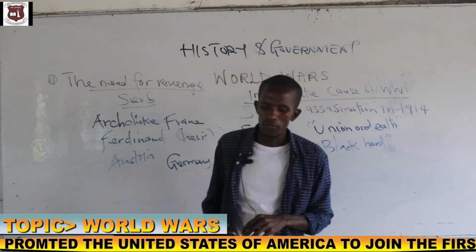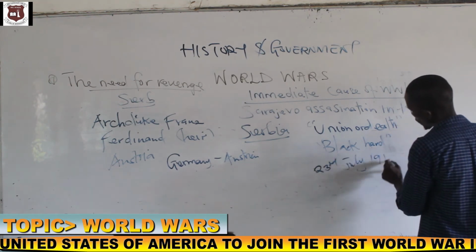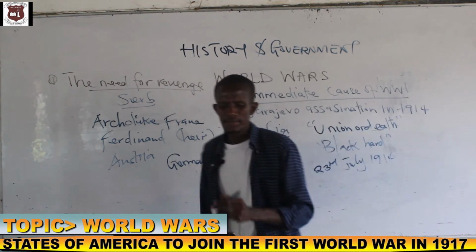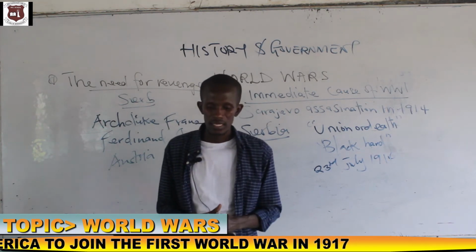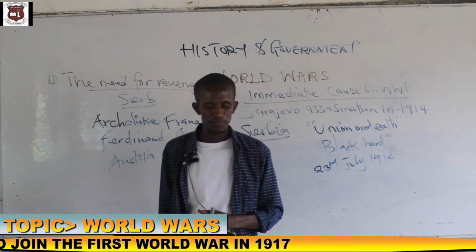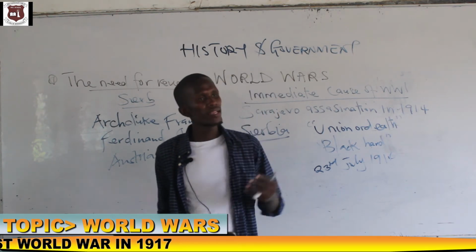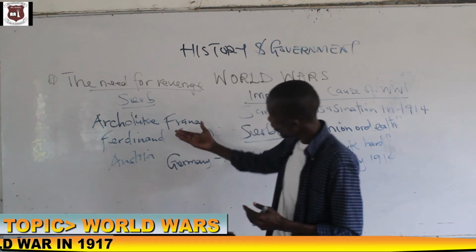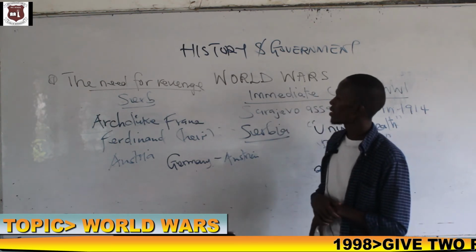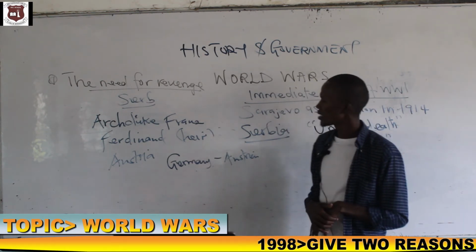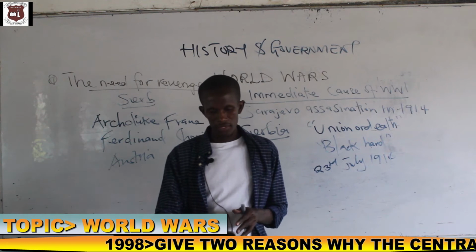On the 23rd of July 1914, that is the same year, the Austrians presented very stringent ultimatums to the Serbs. The conditions included that the Austria-Hungarians demanded an explanation for the assassination of Ferdinand and his wife. Then another ultimatum was that they were to apologize to the Austria-Hungarians for killing the heir to the throne.